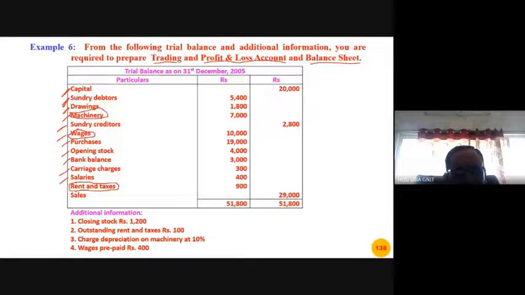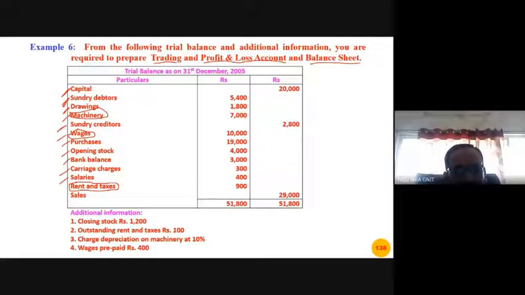See, rent and taxes is 900. So it has the adjustment. So yes, it is to be shown in the inner column, and it is to be shown on the debit side of a profit and loss account because it relates to the office. It doesn't relate to the factory. It is not the direct expenditure. This is the expenditure that is incurred after making the production.